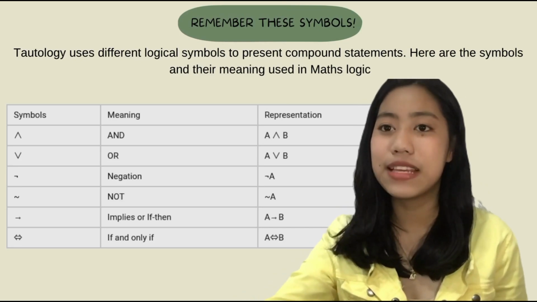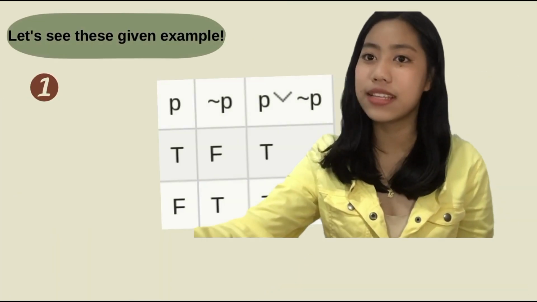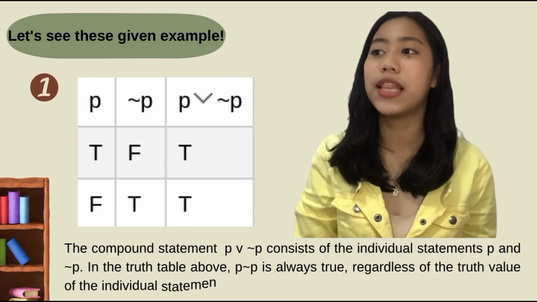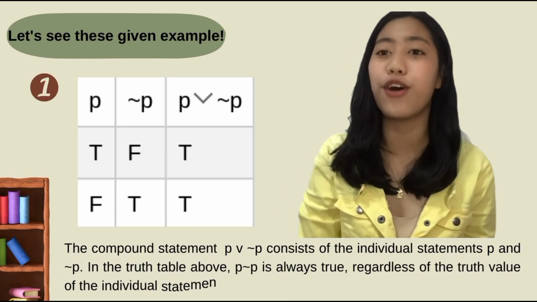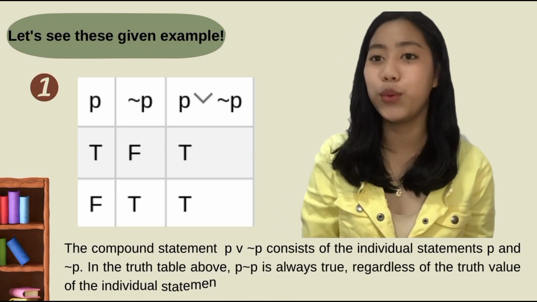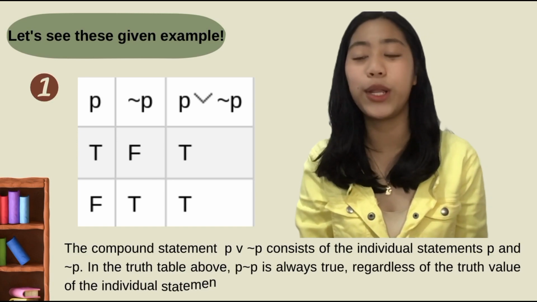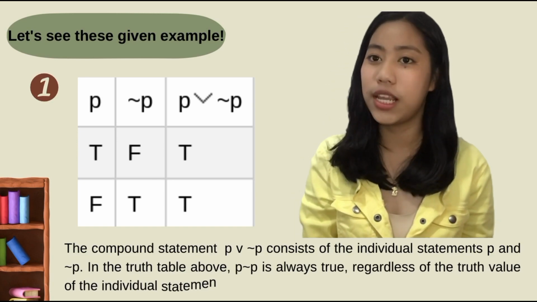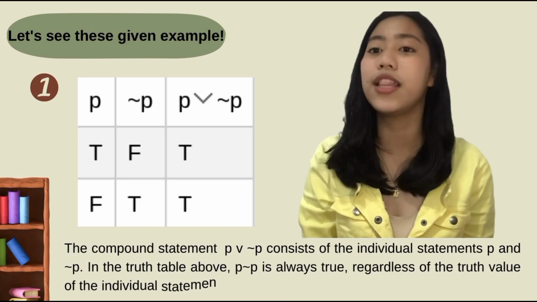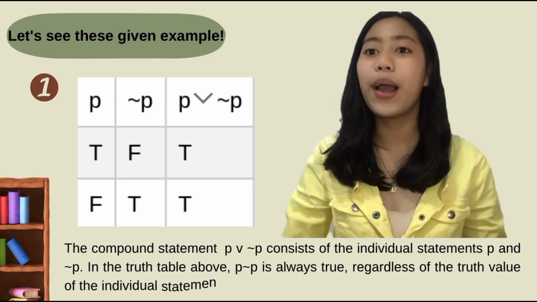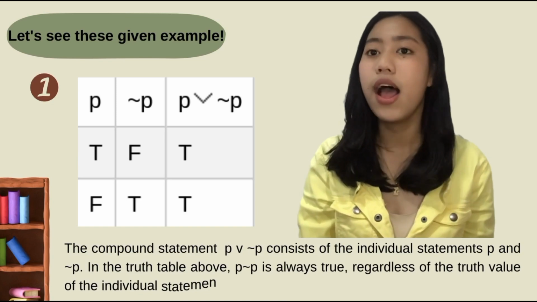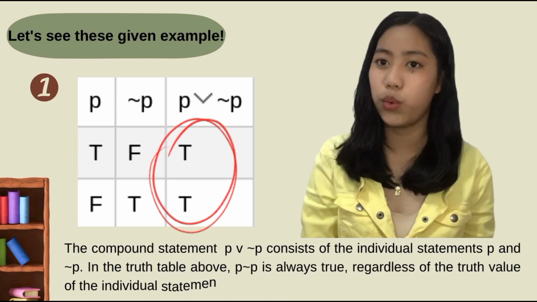So let's have this given example, guys. Let's analyze this table. As you can see, ang compound statement na P or not P ay consists of two different individual statements, wherein we conclude the compound statement P or not P as a tautology. Why? Because regardless kung ano man ang truth value ng isang individual statement, kapag pinag-compound natin silang dalawa, ang sagot ay always true.